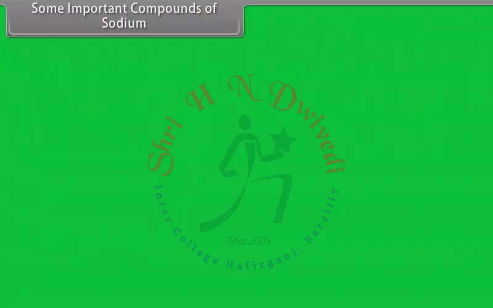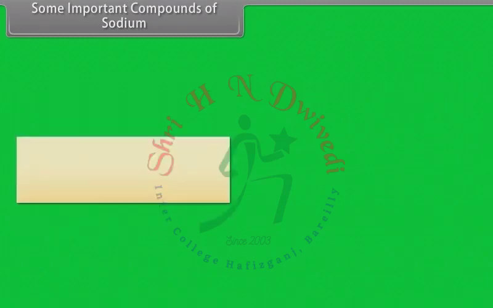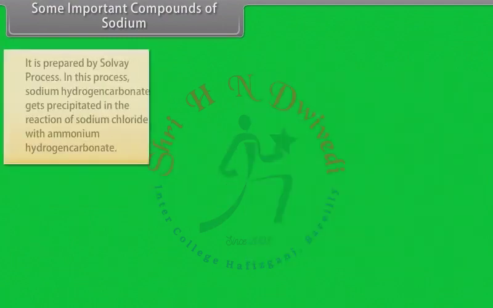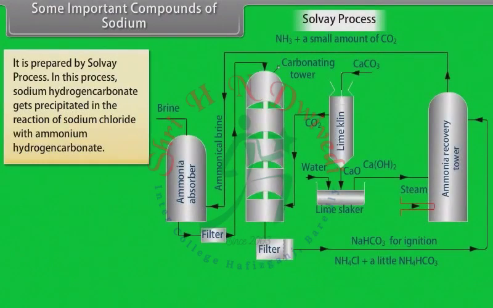Some important compounds of sodium. Sodium carbonate. Another name of sodium carbonate is washing soda. It is prepared by Solvay process. In this process, sodium hydrogen carbonate gets precipitated in the reaction of sodium chloride with ammonium hydrogen carbonate.